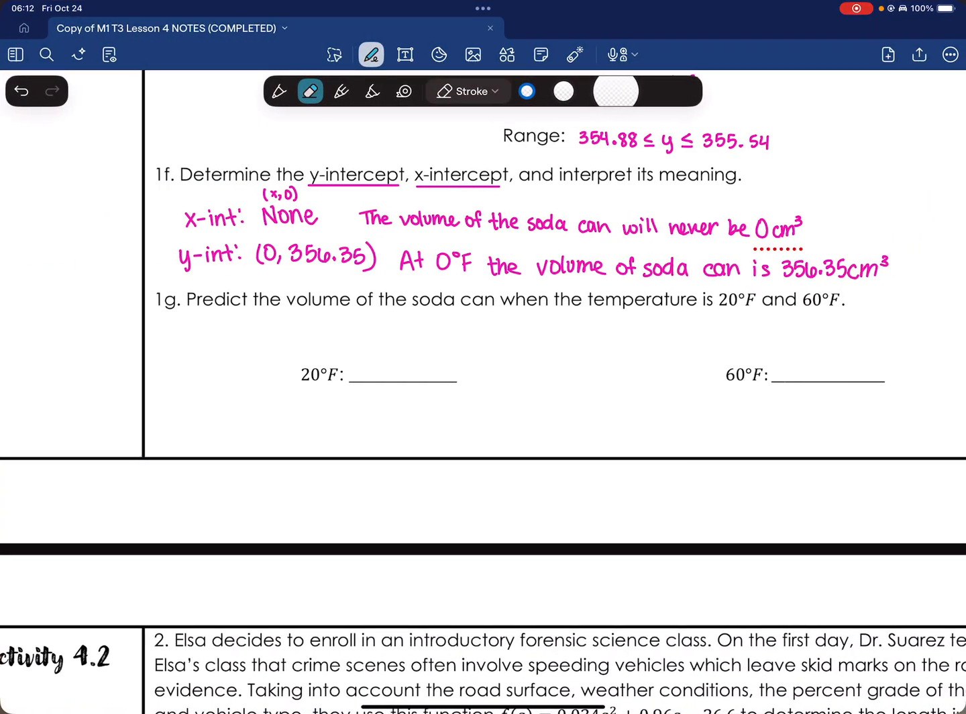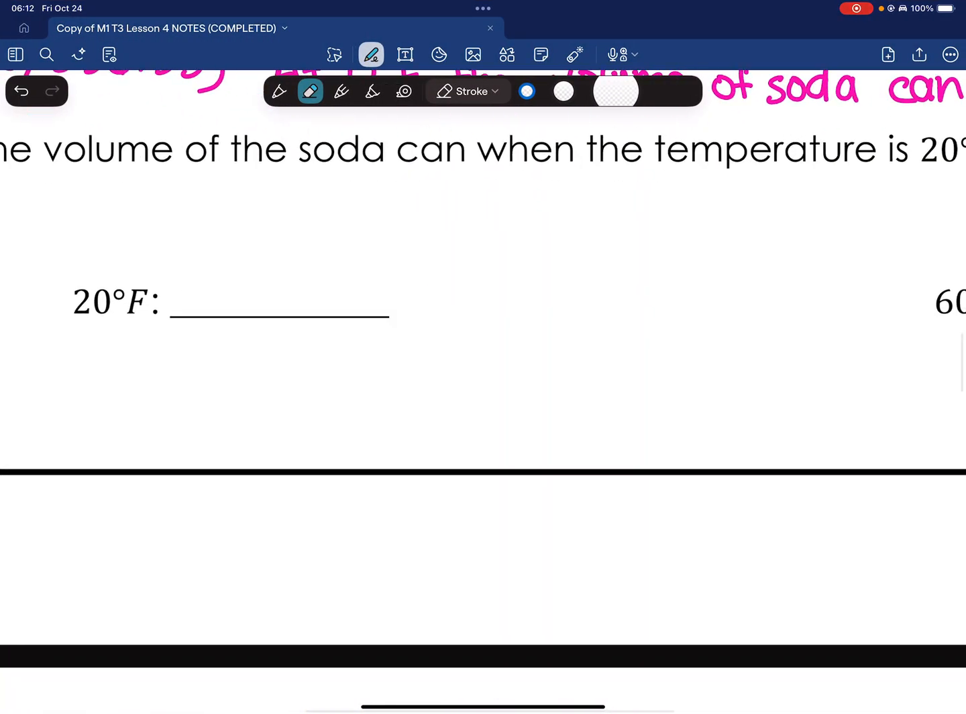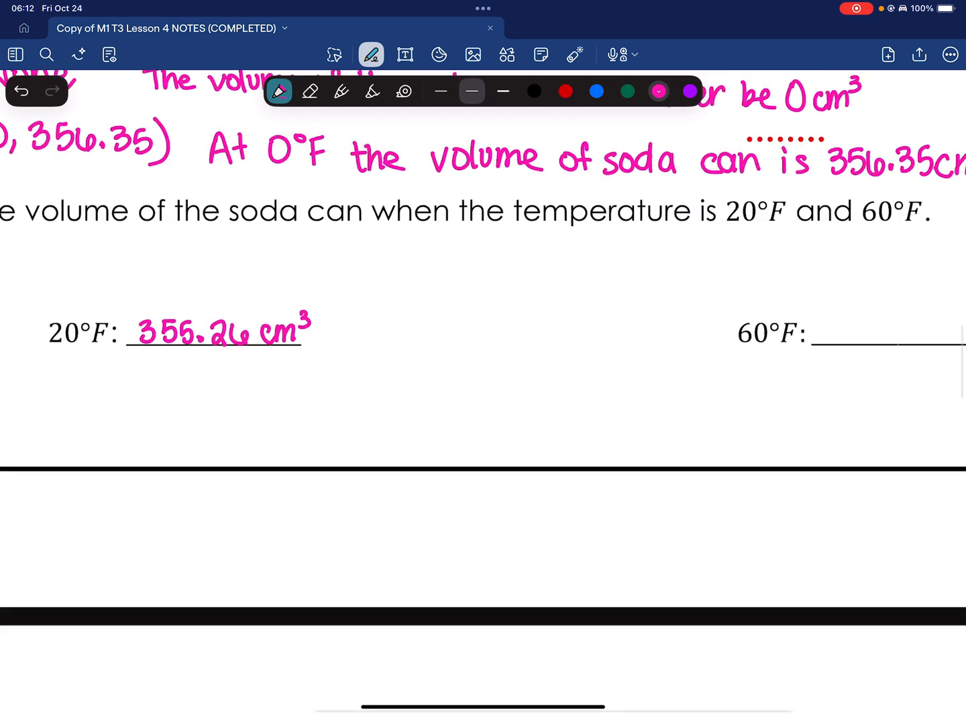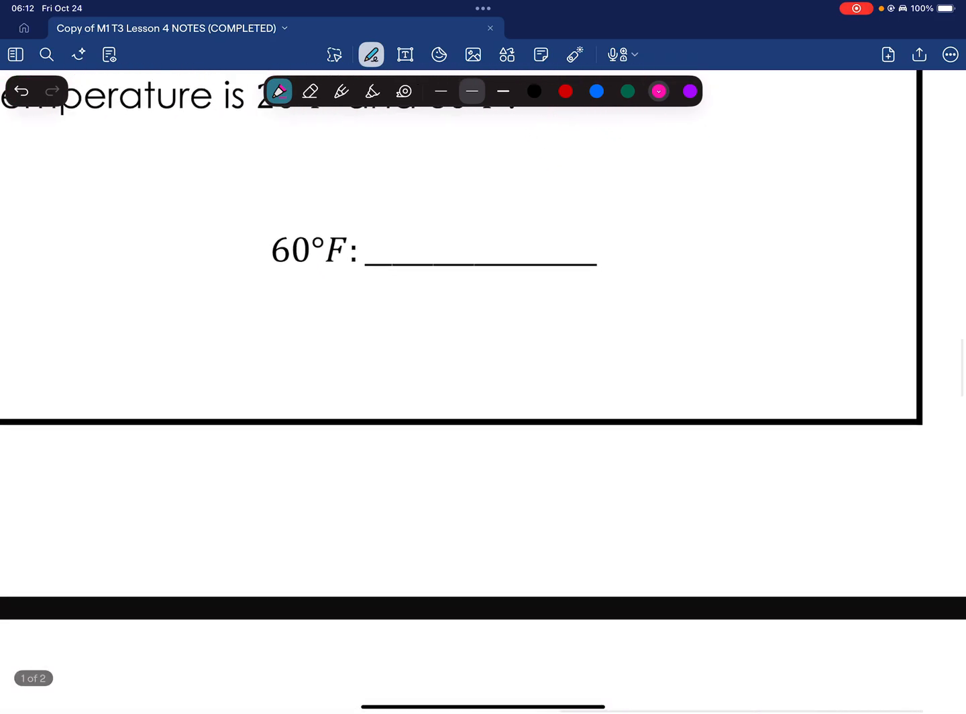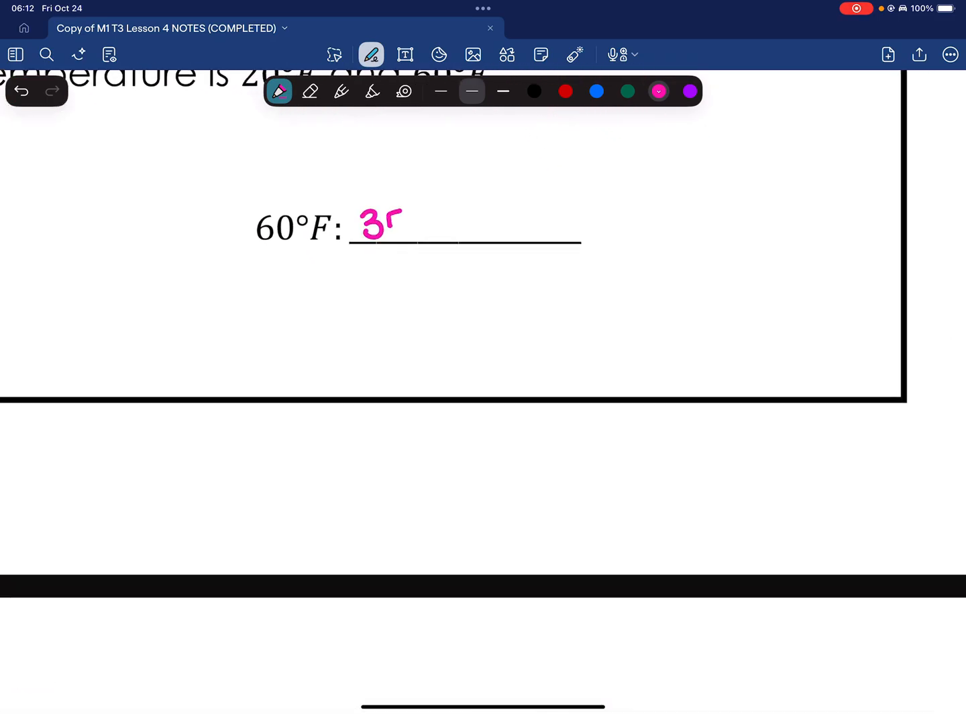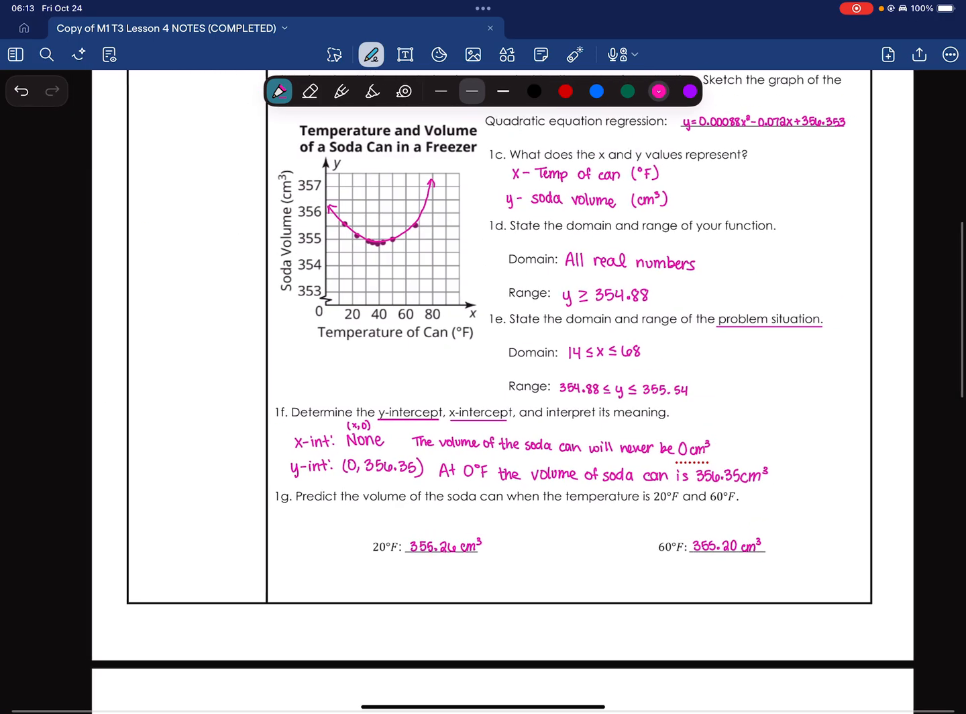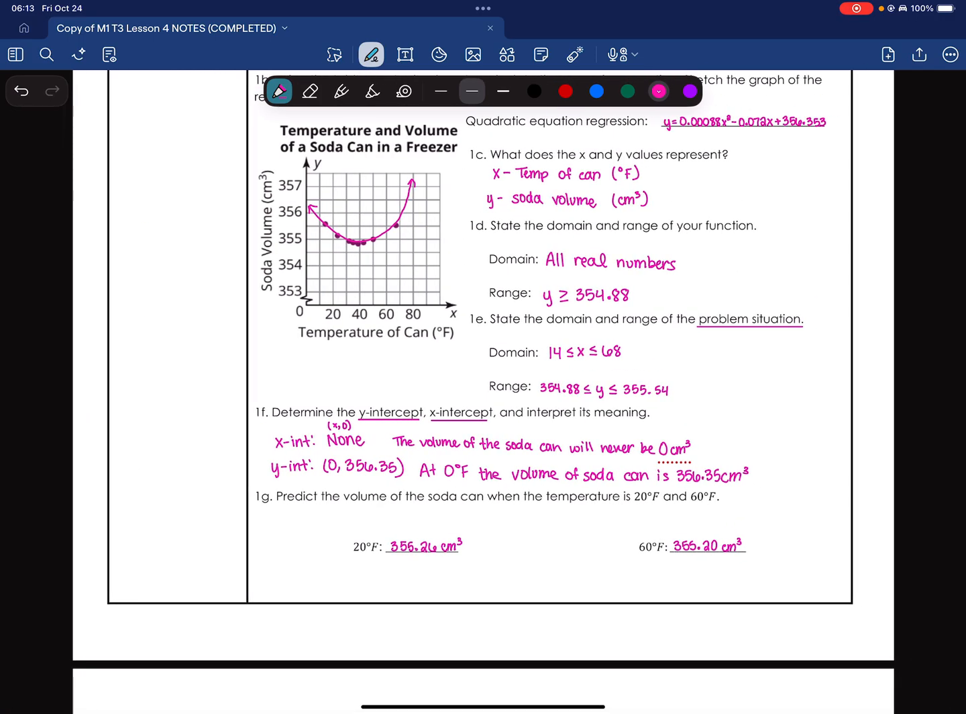So let me go back to the notes. At 20 degrees Fahrenheit, we said that it was 355.26, and that would be centimeters cubed. And for 60 degrees, we said that it was 355.20 centimeters cubed. You don't technically have to have the 0 there, but you can write it. It won't hurt. Okay, so there is that.